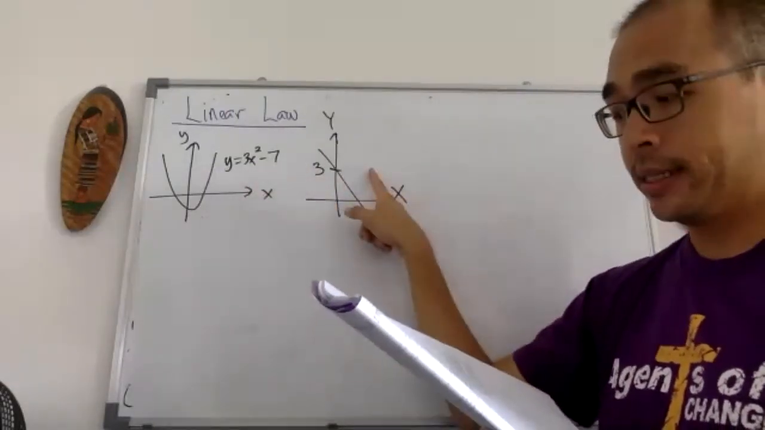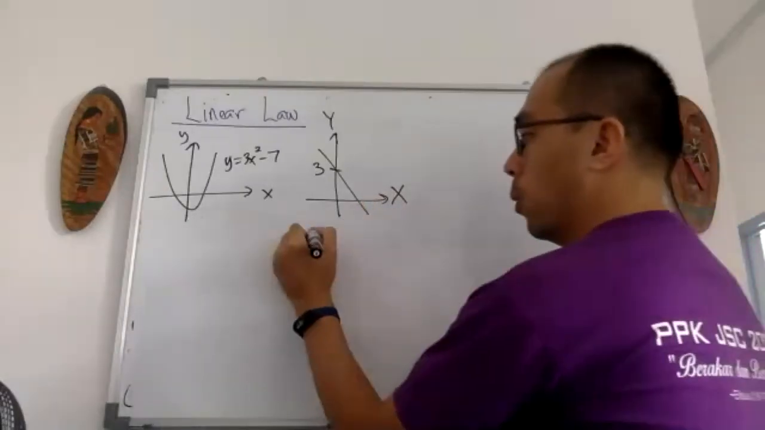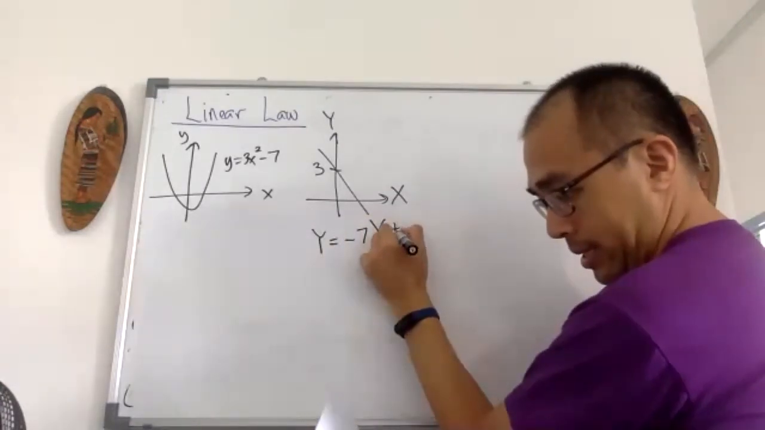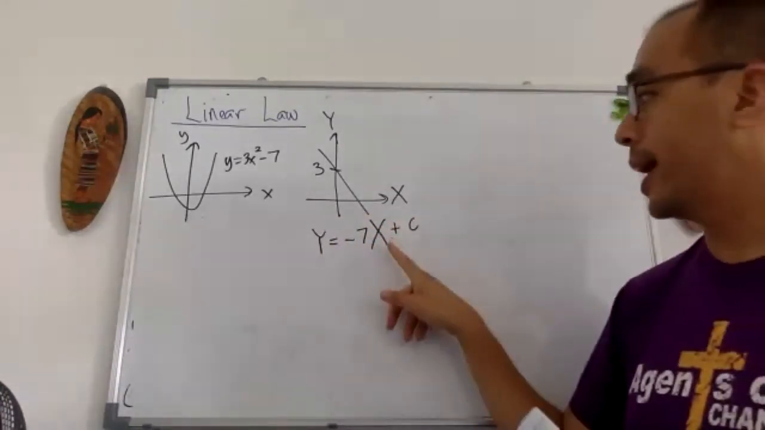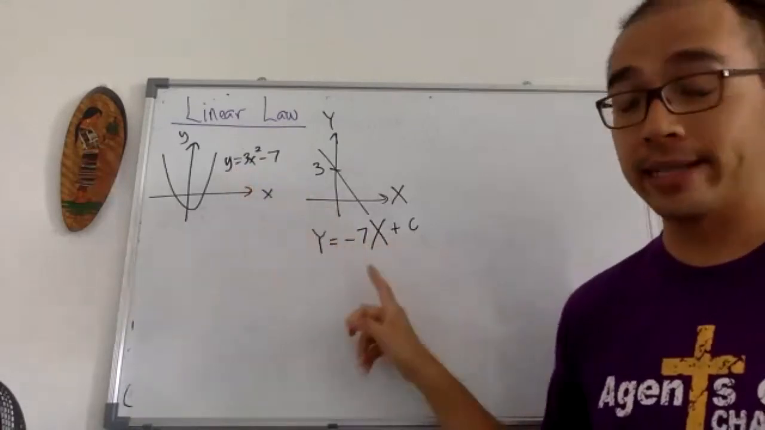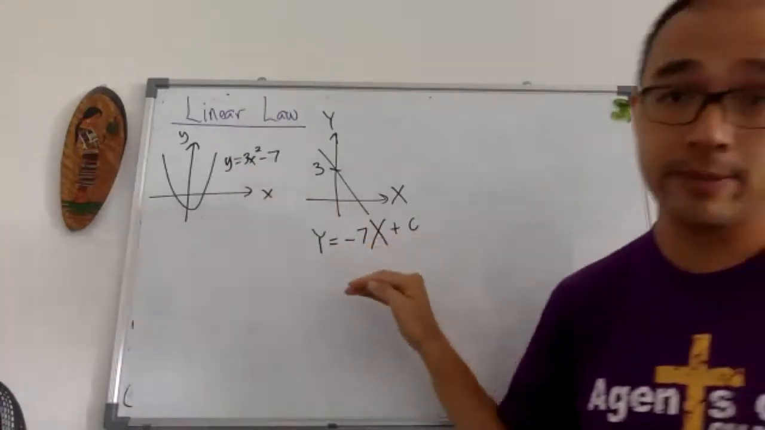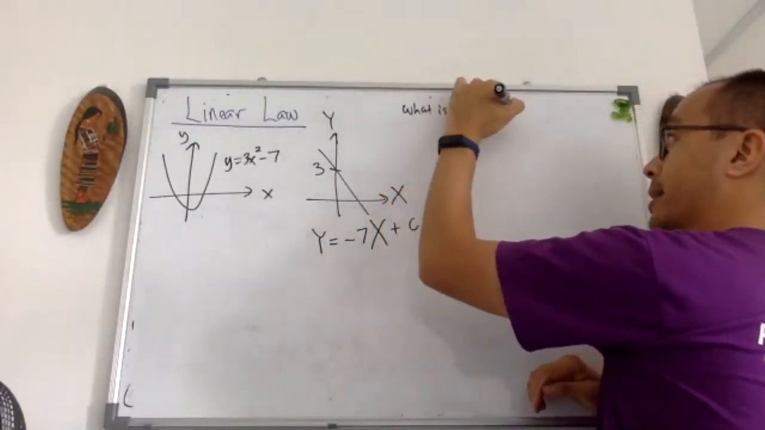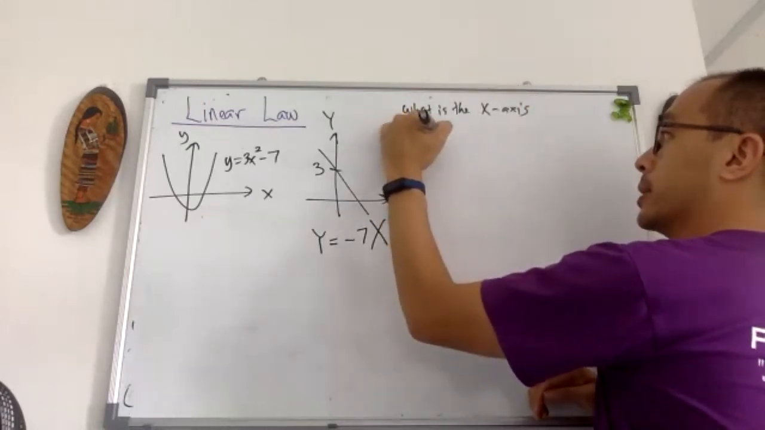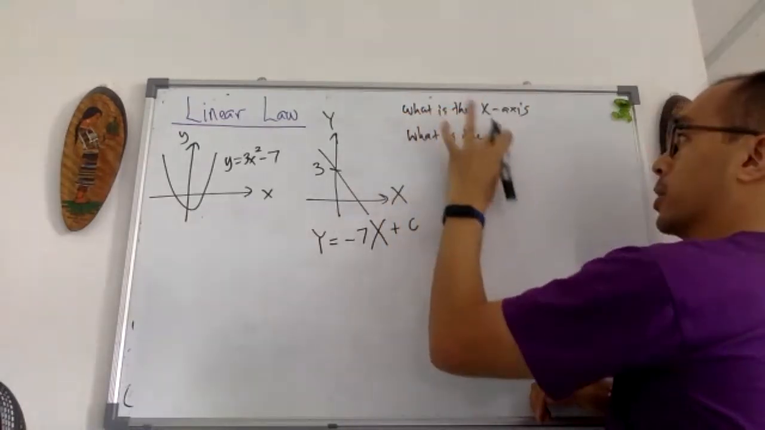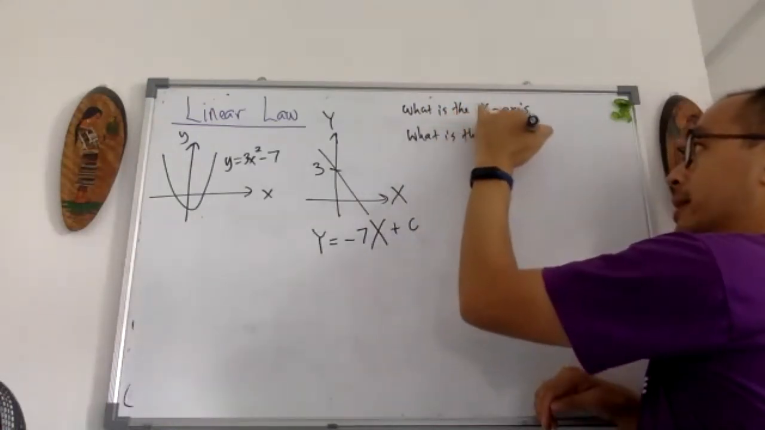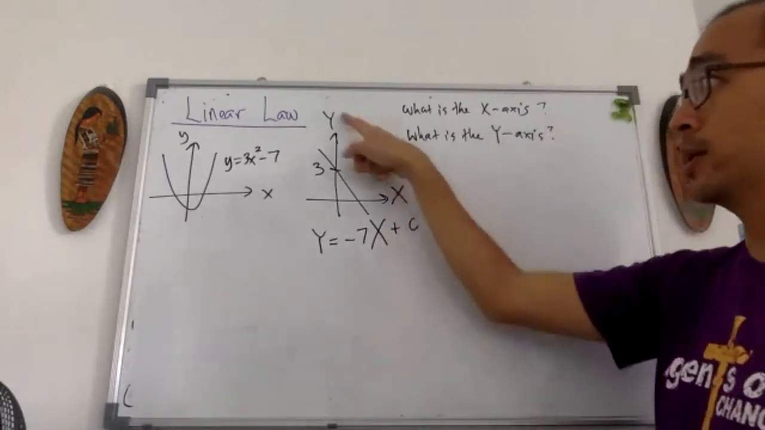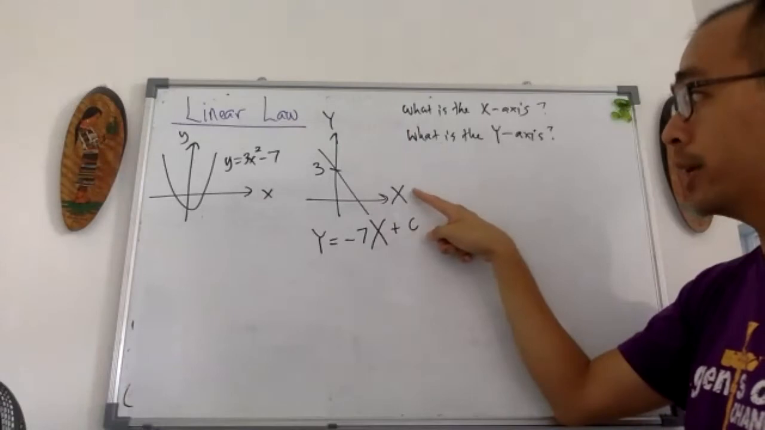Ini sudah kena tukar. Okay, and then the linear form is Y-axis equals minus 7 X-axis plus c. Then we want to express x and y in terms of the X-axis and Y-axis. So what the question is basically asking is, what is the X-axis and what is the Y-axis? Oh, sorry, I'm going to draw big Y, Y-axis. This is basically what the question is asking. What is the X-axis? What is the Y-axis?